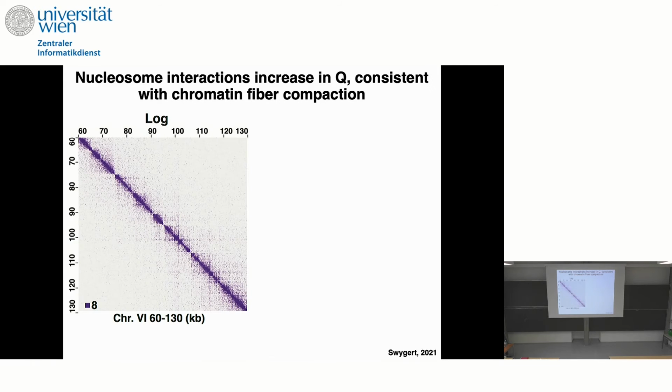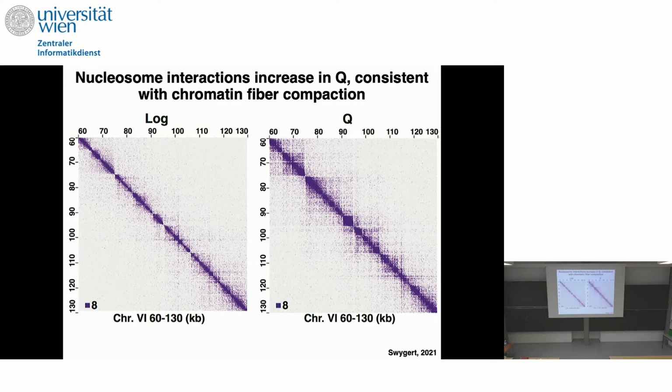And so to do this, we turned back to the microC data and looked a bit more closely at what was going on at interactions right along the diagonal. So here is microC data looking at a small region of chromosome in log. And here we're looking at the same region in quiescent cells. So you can really clearly see that the interactions along the diagonal increase pretty significantly in quiescent cells as compared to log. So that's consistent with compaction really of local chromatin structure.